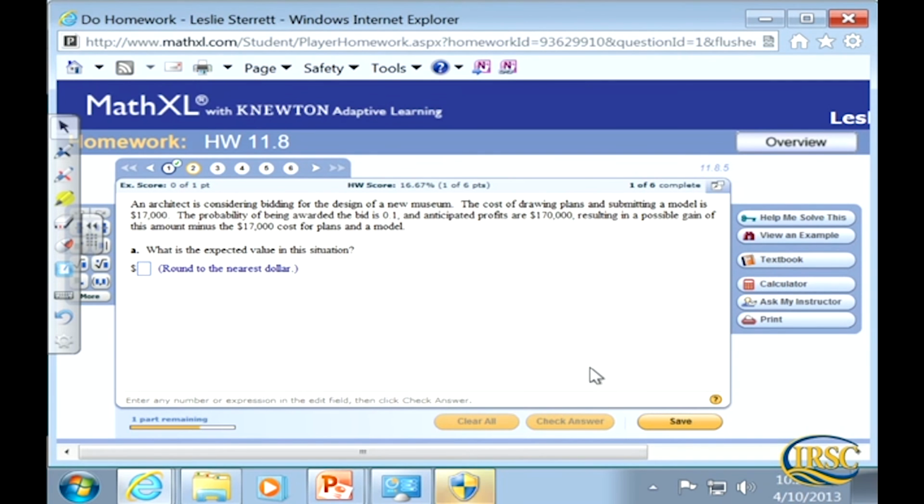An architect is considering bidding for the design of a new museum. The cost of drawing plans and submitting a model is $17,000.